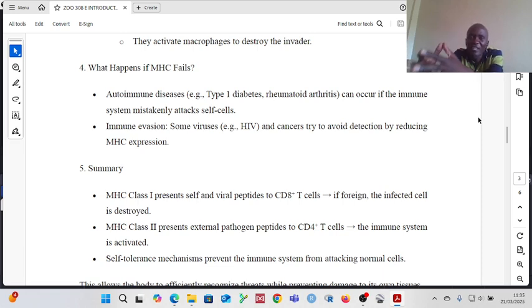If the MHC fails, so that it cannot now be in a position to recognize these foreign invaders, then there can be immune evasion. So the disease-causing microorganisms or the cancerous cells will now begin to avoid being detected by the immune system. So that is immune evasion.